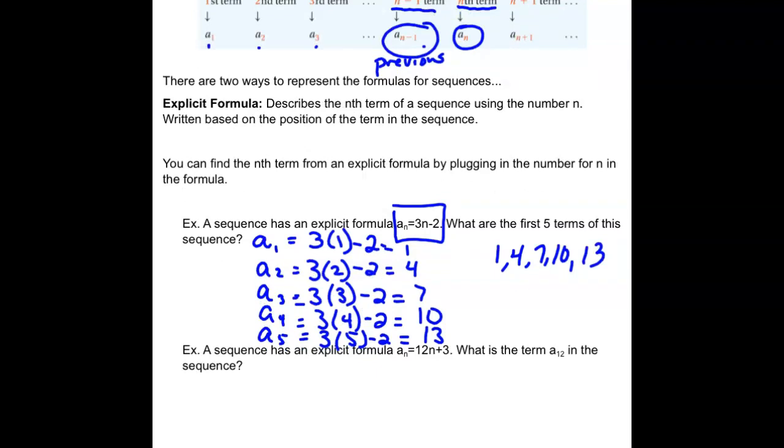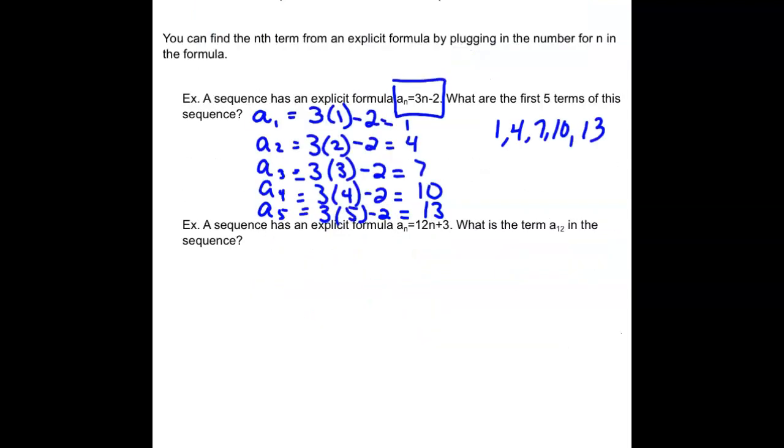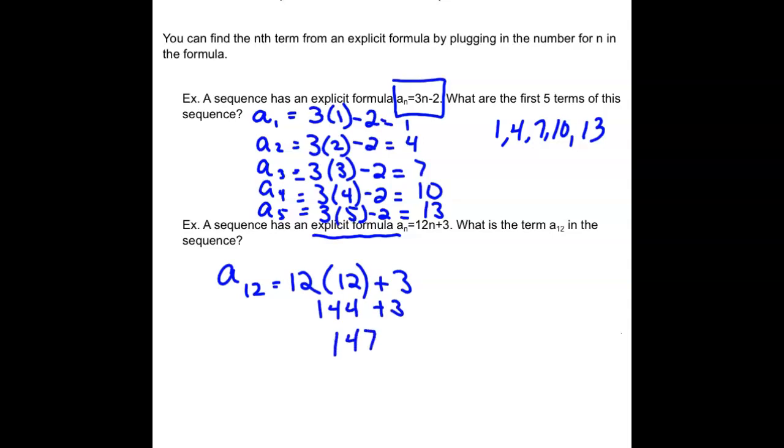All right, our next example says a sequence has an explicit formula a sub n equals 12 times n plus 3. What is the 12th term of the sequence? What's nice about an explicit formula is if we want to find the 12th number, all we have to do is plug a 12 in for n. So 12 times 12 plus 3. 12 times 12 would be 144, add the 3, and we know that our 12th term is 147. We do not have to find all the terms that come before it.